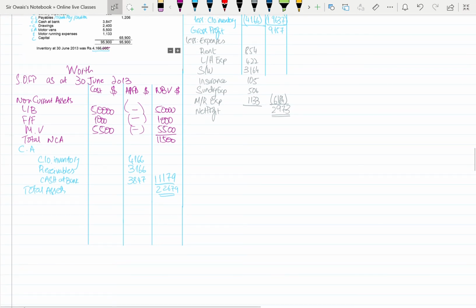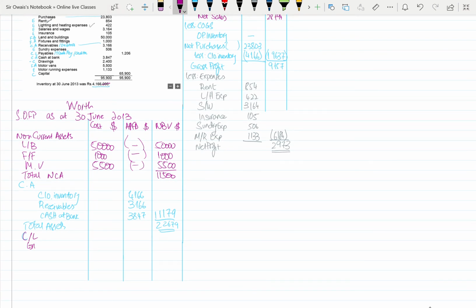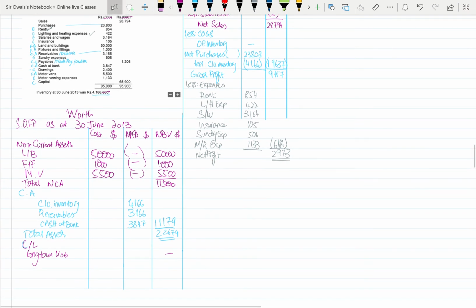Okay, so now moving on to the capital and liability part. Do we have some long-term liability? No. No long-term liability in this business. And then we'll write current liabilities. The current liabilities for this business are creditors or payables. Payables are 1206, and there is no other current liability other than trade payables.